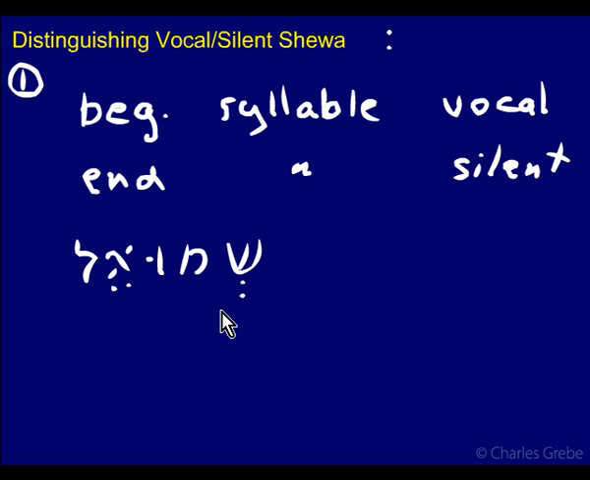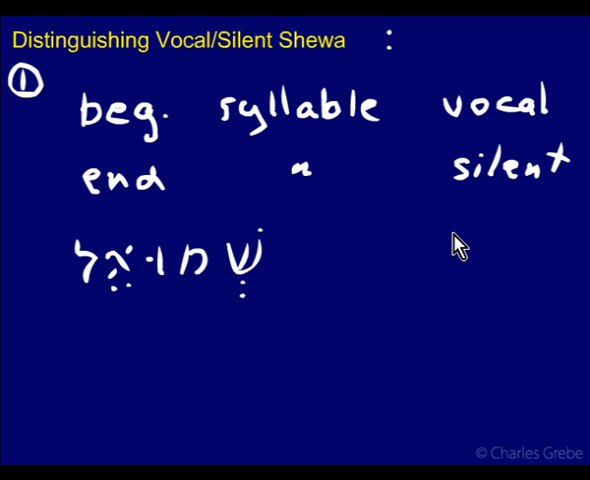So Shmuel. Now you can hear that you don't pronounce the Shewa very much. Shmuel. It's almost like these two consonants, oh, look at this, I forgot my dot. It's almost like these two consonants are a double consonant. It's not though. Shmuel. There is a little bit there. Shmuel. If you say it fast, Shmuel.